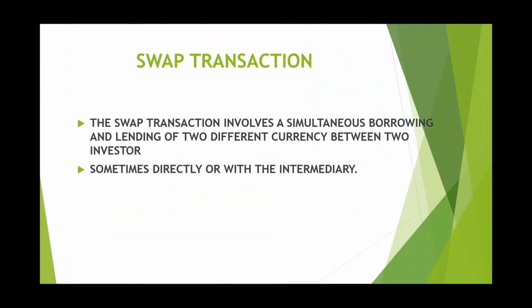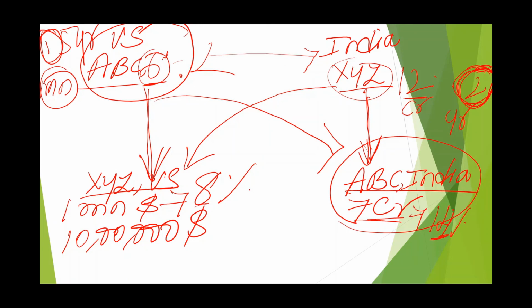Whether they do it simultaneously or not, this is what the swap transaction is, which involves the simultaneous borrowing and lending of two different currencies between two investors. Now coming to the settlement date, since the contract has been made for 5 years, the settlement will be after 5 years. We have taken an example, that's all. It all depends upon the contract maturity. These are some of the different types of transactions that we can see in the Forex market.